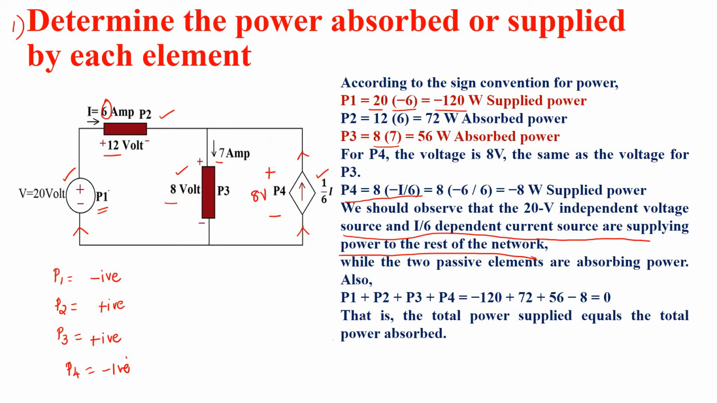So two active elements and two passive elements are there. The two passive elements absorb the power and the two active elements supply the power, but the summation of all the power equals 0. P1 plus P2 plus P3 plus P4 equals minus 120 plus 72 plus 56 minus 8, that is equal to 0. So otherwise we can say that the total power supplied equals the total power absorbed.